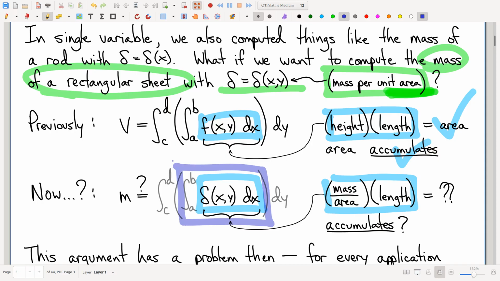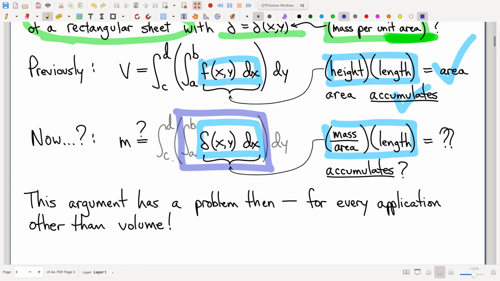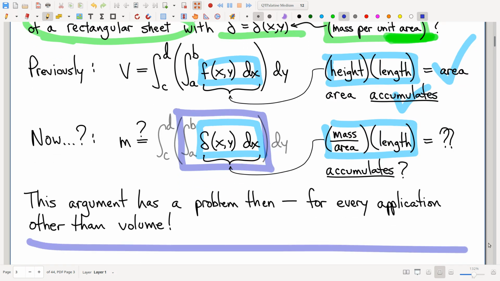We got lucky previously. That area just happened to be a convenient intermediary concept that we were already familiar with. That was a super lucky break. No such luck in this situation, and so we're going to have to find another way around this if we want to do anything other than answer geometry problems. And y'all are engineers, so y'all are going to be computing a lot of stuff that's mass and work and all sorts of other things.